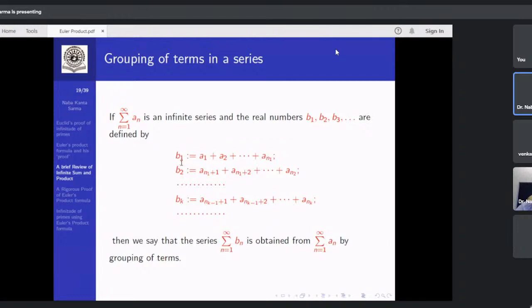So what is b1? b1 is the sum of the first n1 terms. So that means we have given a bracket after the first n1 terms. Then the next n2 terms, from n1 plus 1 to n2 terms, we have given another bracket and named it as b2, and so on. So that means we are putting brackets in between terms. Then we say that this new series, summation n from 1 to bn, is obtained from the original series an by grouping of terms.